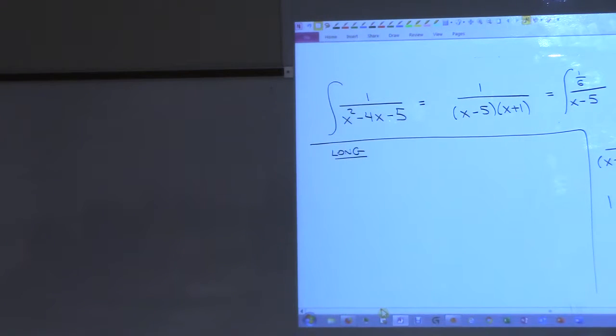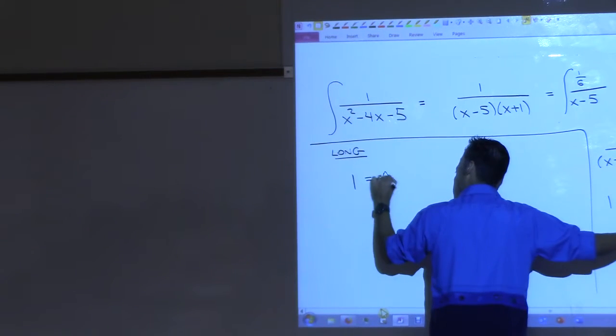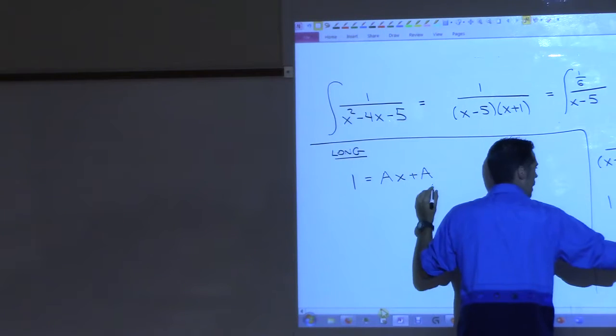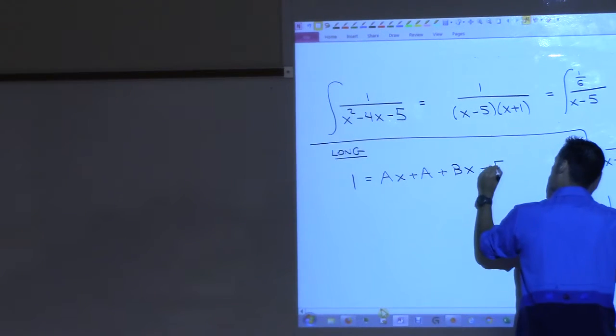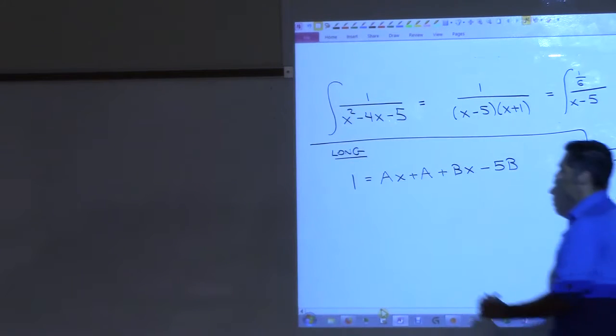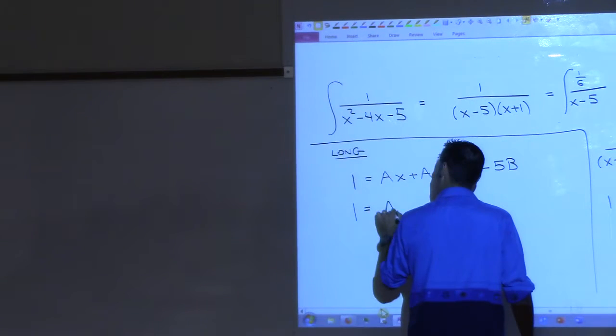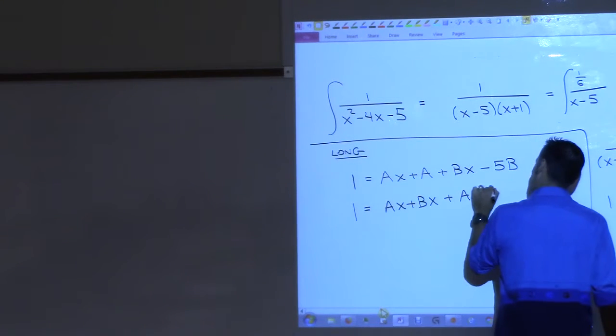Okay, so for the long way, what we do is we expand everything on the right side. Like we have to multiply this through. Okay, so let me do that. If I do that, I will get 1 equals ax plus a, and then plus bx minus 5b. Agreed? Okay, now what I'm going to do is I'm going to collect like terms together. So I'm just going to rewrite first, ax plus bx plus a minus 5b.